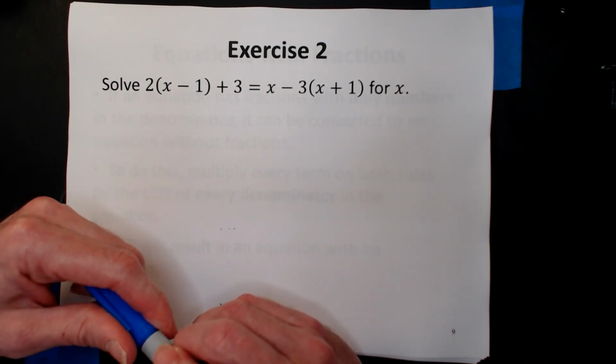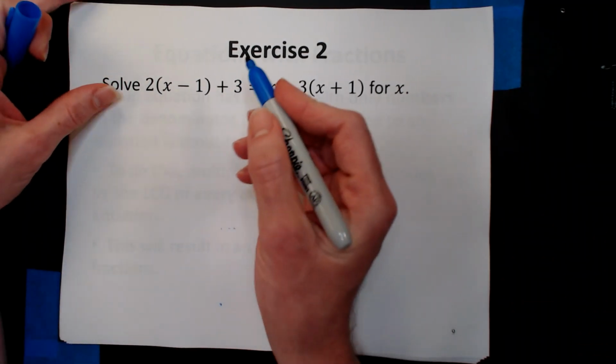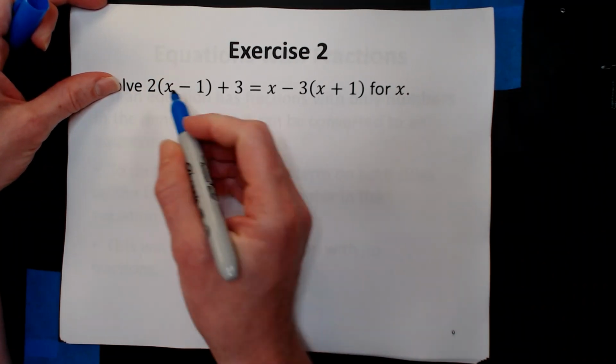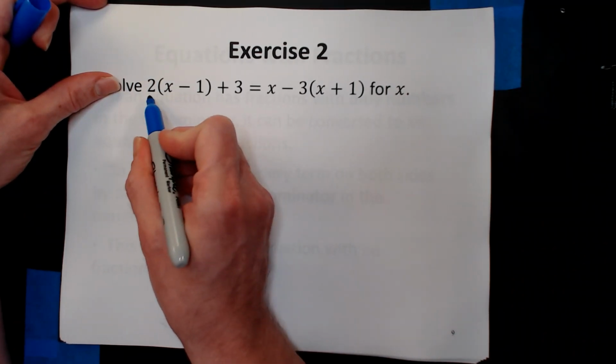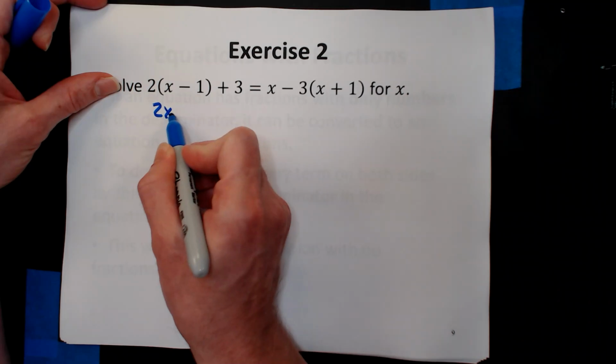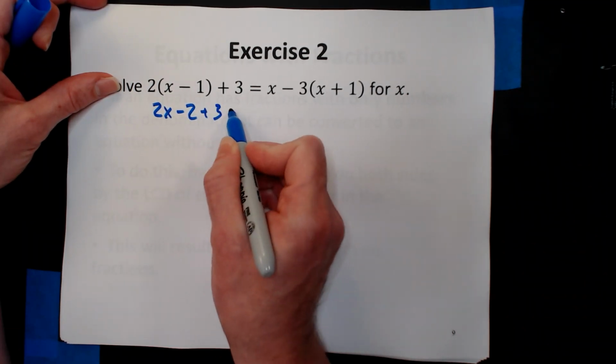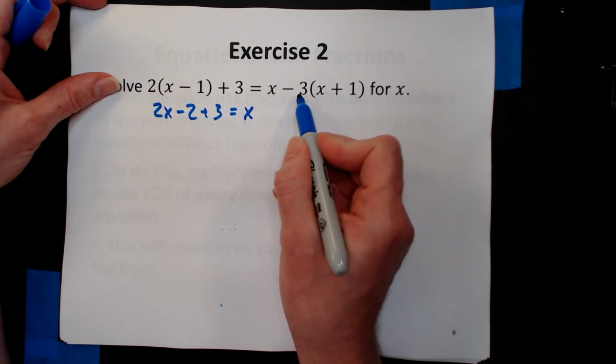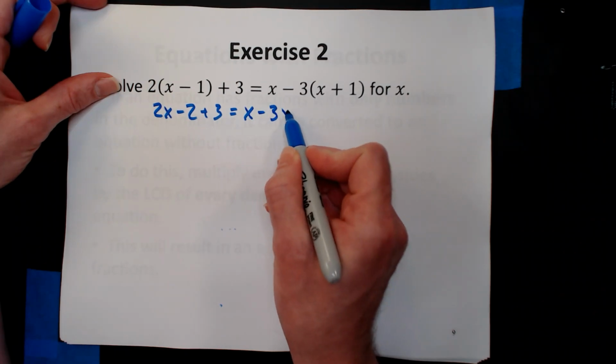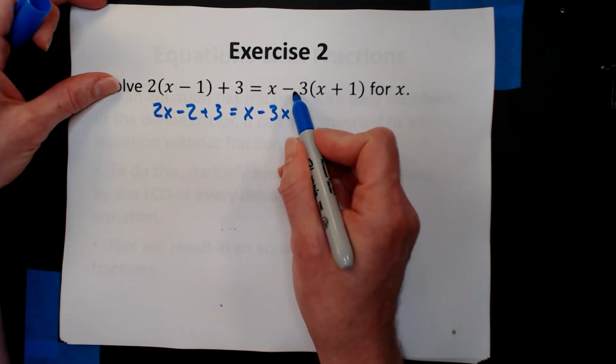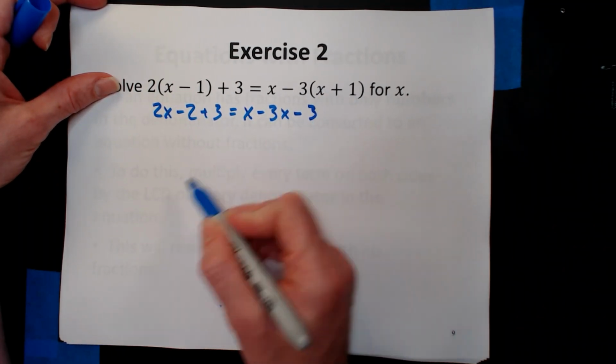Here it says we want to solve this equation right here for x. So first thing I'm going to do is distribute my 2's. I have my 2 here on this side, so I get 2x minus 2 plus 3 equals x. Then I'm going to distribute this negative 3 times x minus 1, so that's minus 3x, and then negative 3 times negative 1, which is positive 3.